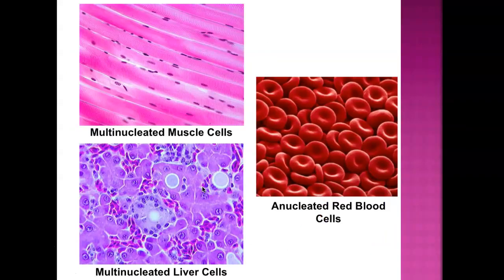It's showing you multinucleated muscle cells, multinucleated liver cells, and then anucleated red blood cells. The reason that muscle cells and liver cells have multiple nuclei is because protein production is so much more ramped up, and happens at a much faster rate in muscle and liver. Remember, muscles are for movement, and muscles are made of protein. Liver has to do with detoxing, and it uses proteins to do that. Your red blood cells are just carrying oxygen, so that's why some cells have more nuclei than others.